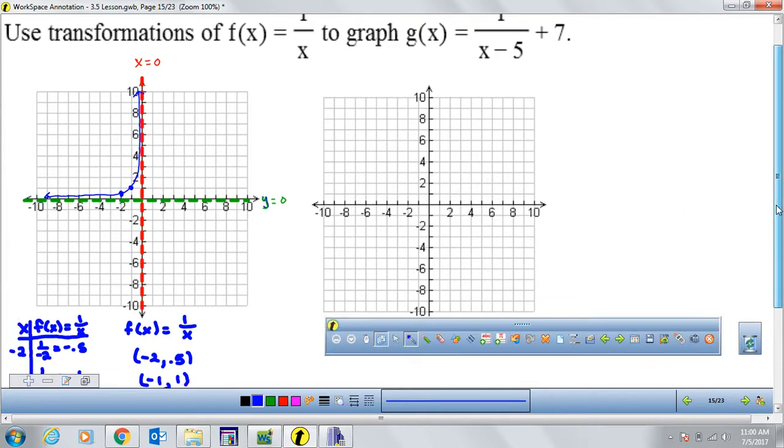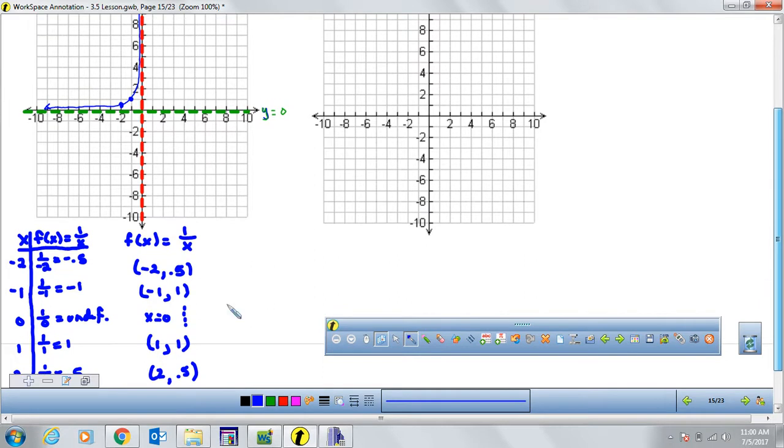Now let's finish the points. Now the next one you see, it's a 1, 1. So 1, 1 is going to be right here. And the next one is 2, 0.5. 2, 0.5 is right here. Same thing is going to happen from this side. If you connect these points, you see that the graph is going downward to the right.